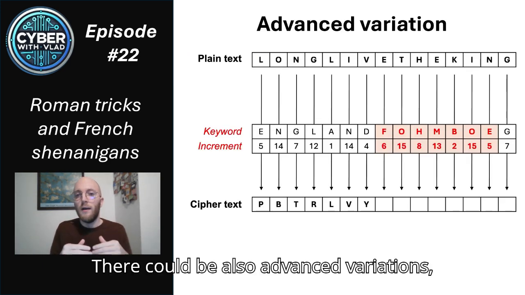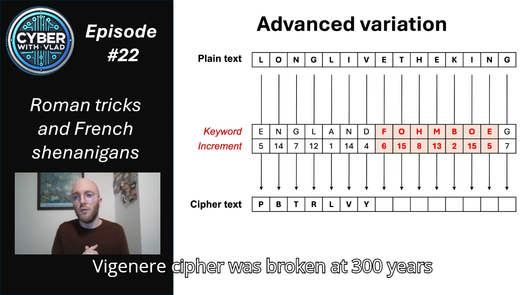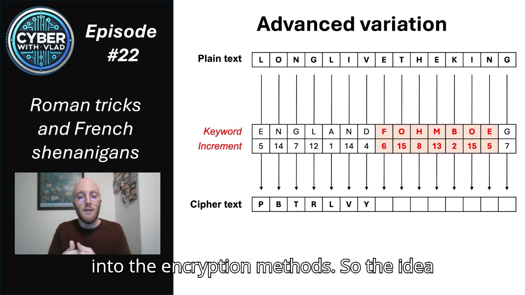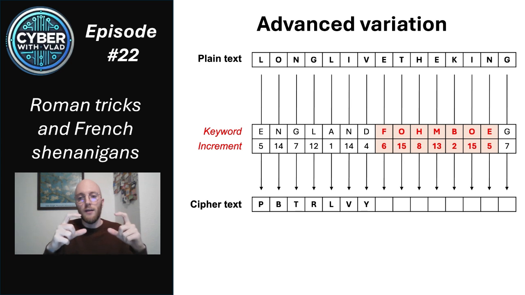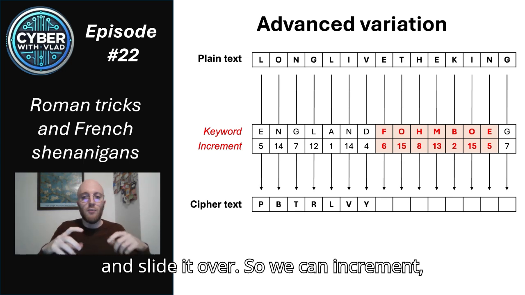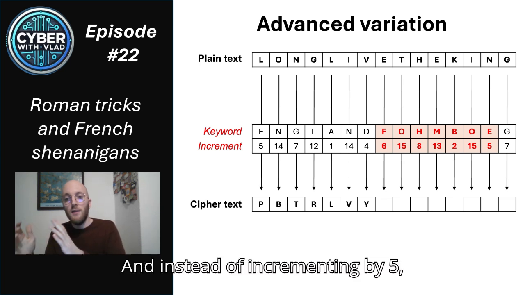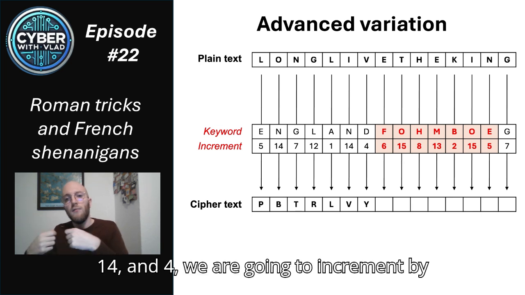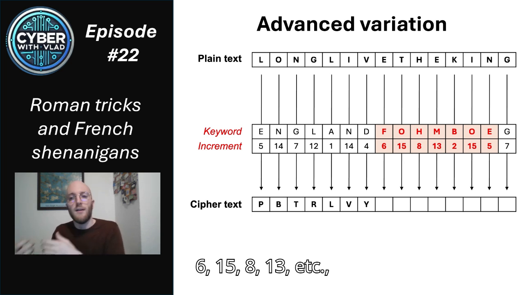There could also be advanced variations, because even if the basic Vigenère Cipher was broken 300 years after that, you can get even more complex in the encryption methods. So the idea here is that, for example, instead of using the same encryption key, England, we can also encrypt our encryption key and slide it over. So we can increment, for example, by 1. So England is going to become FOHMBOE. And instead of incrementing by 5, 14, 7, 12, 1, 14, and 4, we are going to increment by 6, 15, 8, 13, etc.